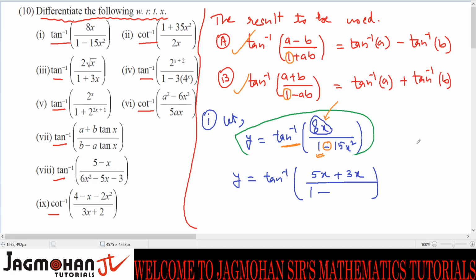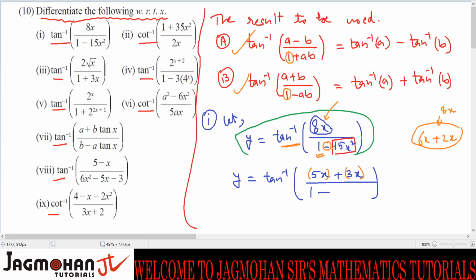Now you might be thinking, why write 5x and 3x for getting 8x? Why can't we write 6x plus 2x? You are correct, students. 6x plus 2x will also get you 8x. But remember, there is not only one condition, there are double conditions. The sum of these two terms should get you 8x, and the product of these two terms should get you 15x square. Am I right?